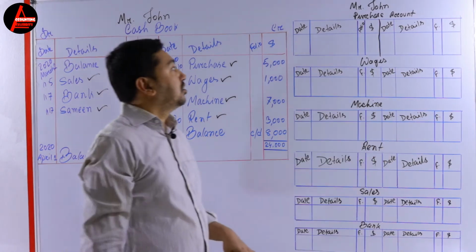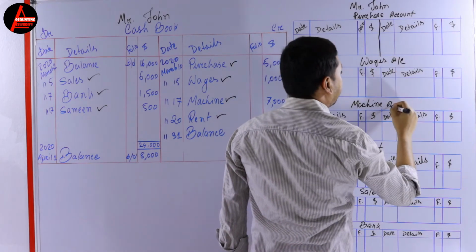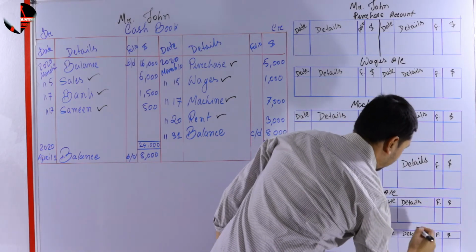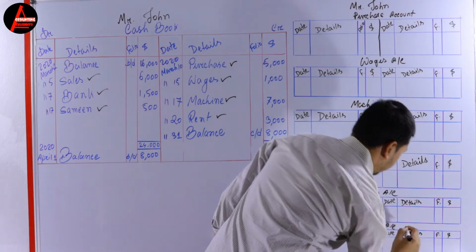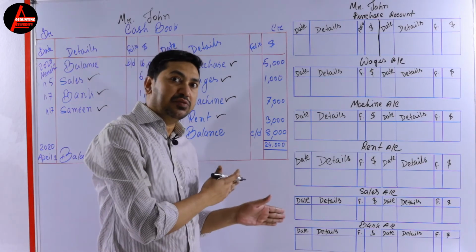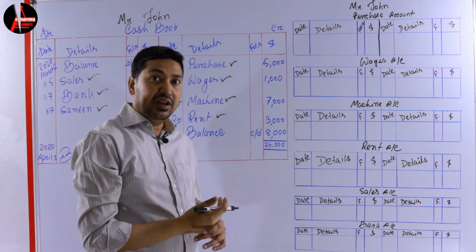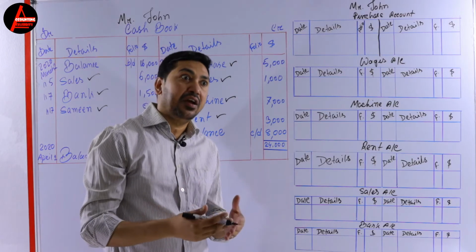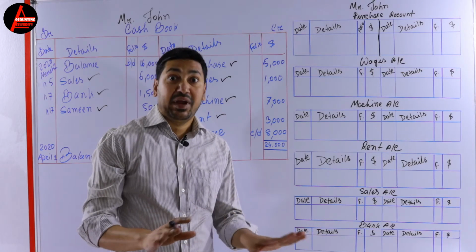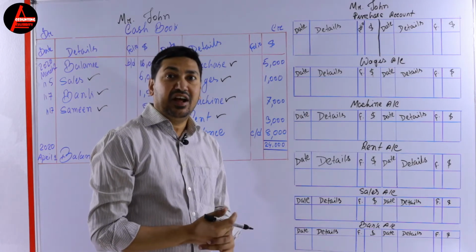Okay, so I wrote here purchase account. You can also write wages account, machine rent account, sales account, bank account. In the question, in the requirement, after entering the transactions in the cash book, sometimes you are required to enter transactions to the nominal ledgers. A question like, make necessary entries in the nominal ledger. This is the way you may get the question. If you have this requirement, then you need to prepare these ledgers.